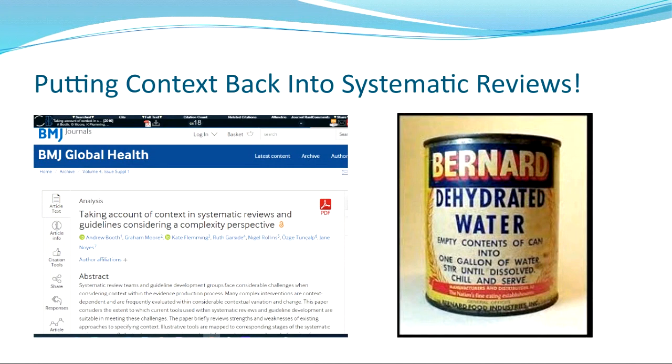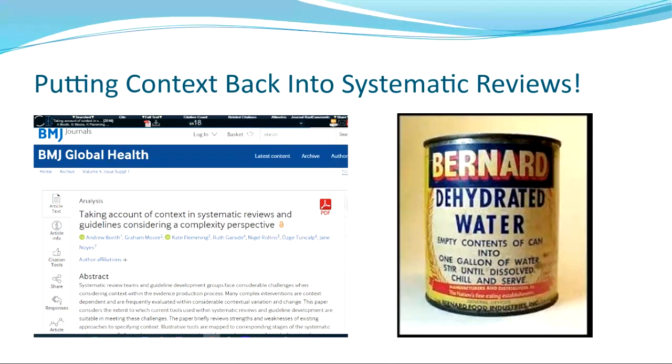This is a hypothetical product called dehydrated water, where water is turned into a powder, and then all you need to do in order to reconstitute it is add water. And to a certain extent, this is what we're doing within systematic reviews. We're stripping out the context, we're turning the results into a powder, if you like, and then we're looking for ways of reintroducing that context further down the review process, perhaps in our analysis and interpretation.